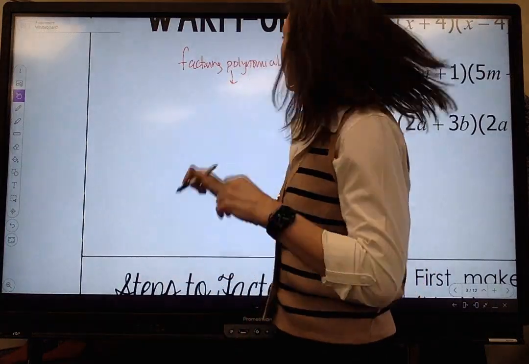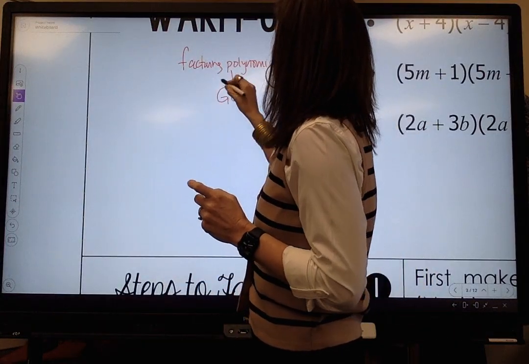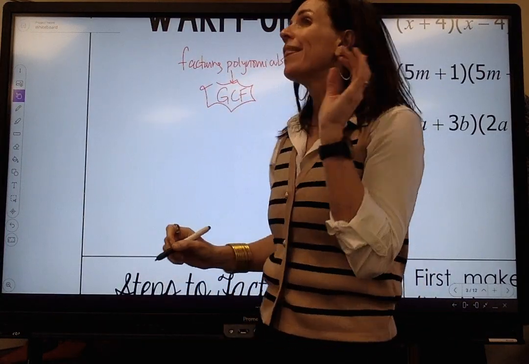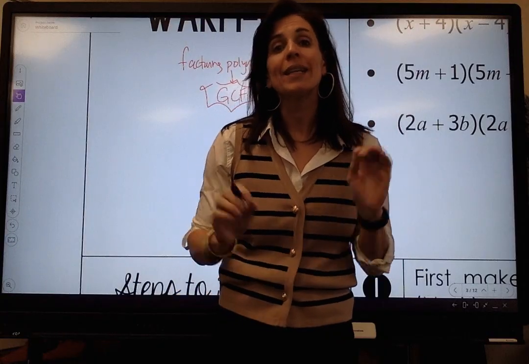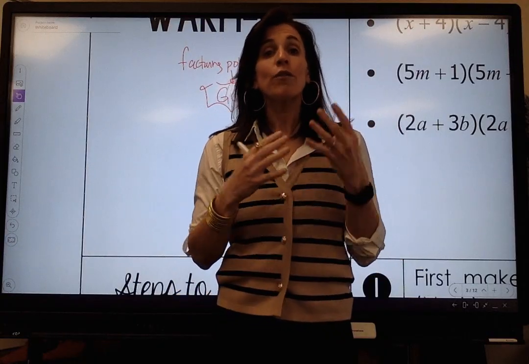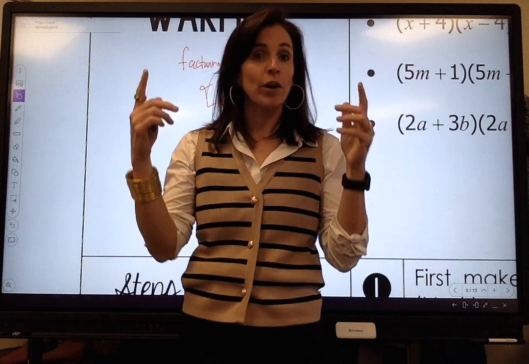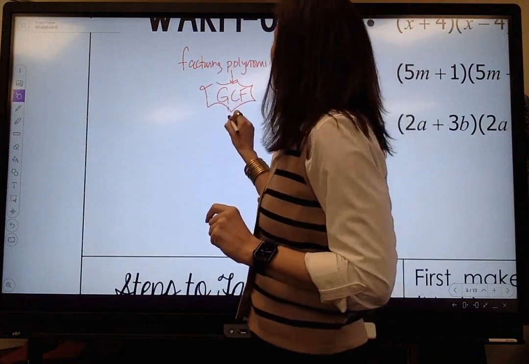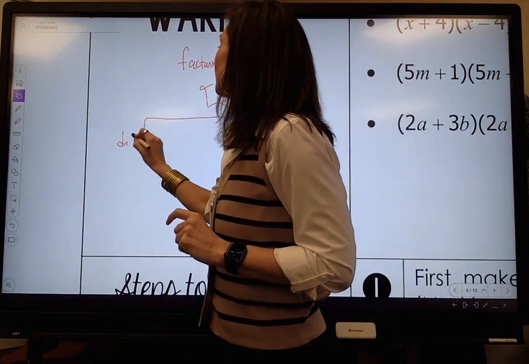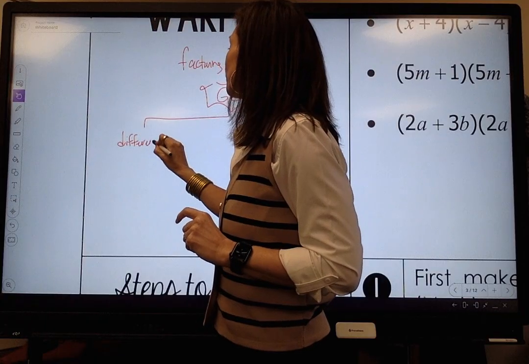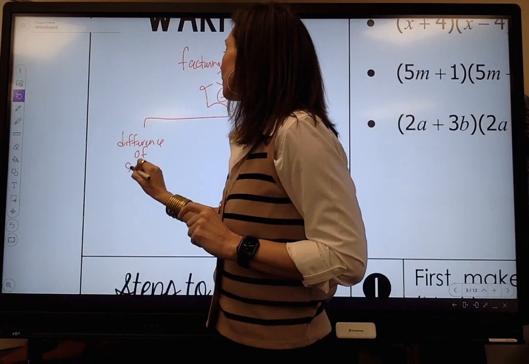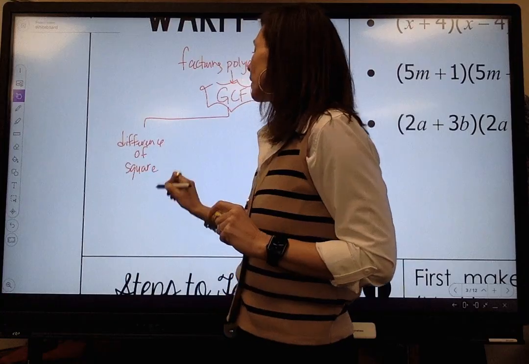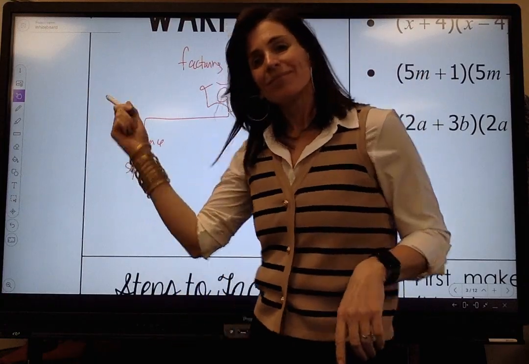Every single polynomial, that's what you have to ask yourself. Is there a GCF? Then we have to determine, can you keep factoring? So we're going to learn 4 methods on how to factor. We already know GCF. The first method we're going to learn is, is it a difference of squares? Okay, now, let's move on.